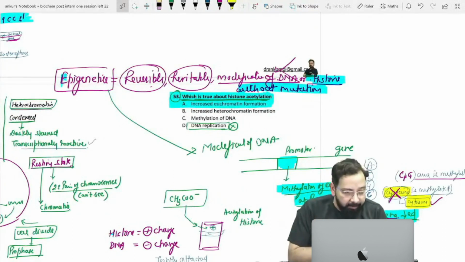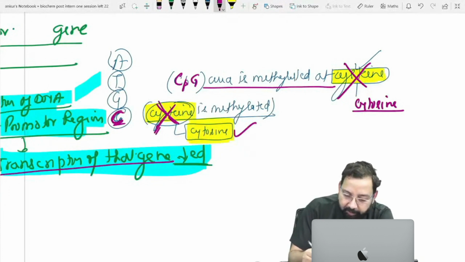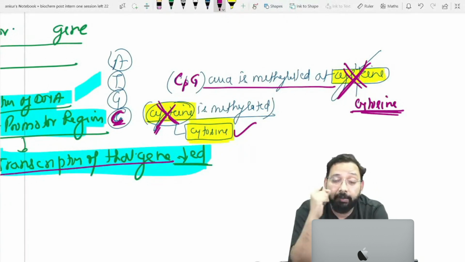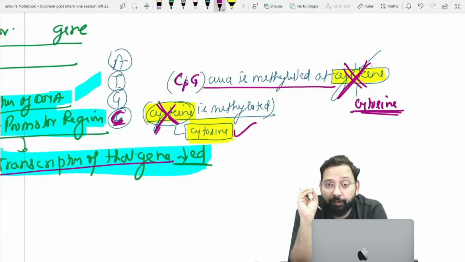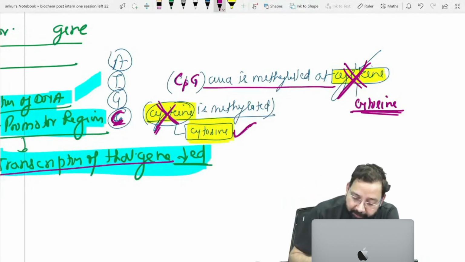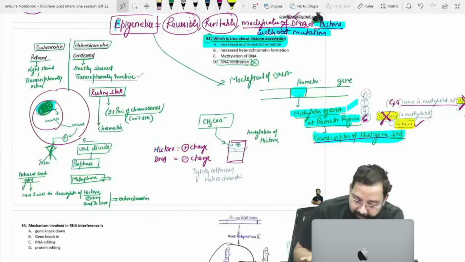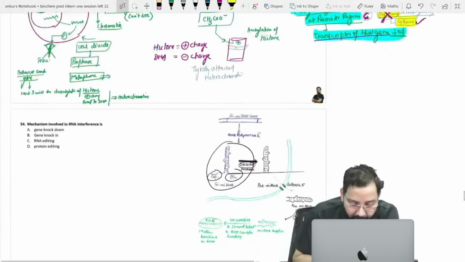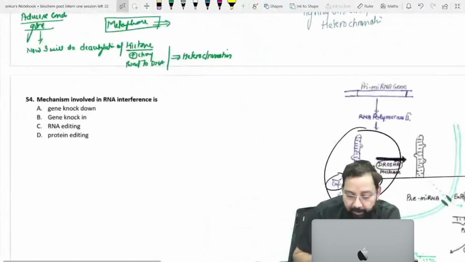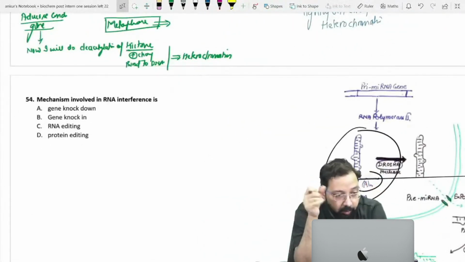Then accordingly we activate the gene, synthesize protein, and the protein goes and tolerates that adverse condition. That is the concept. Cytosine, this is not cysteine, this is cytosine. The question was asked with methylation of cysteine as a distractor. Option D, methylation of cytosine, was the answer. So many times you are confused. This is epigenetics. What is the concept of RNA interference? Now you will understand RNA interference in a better way.